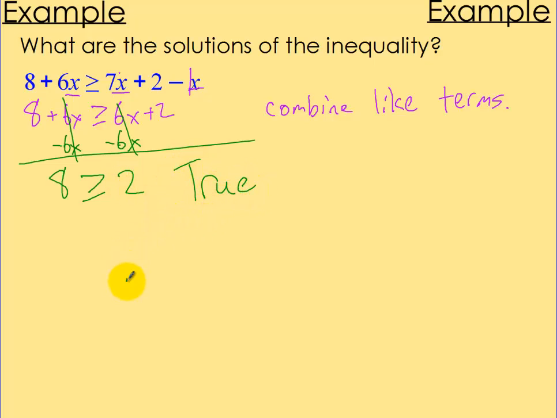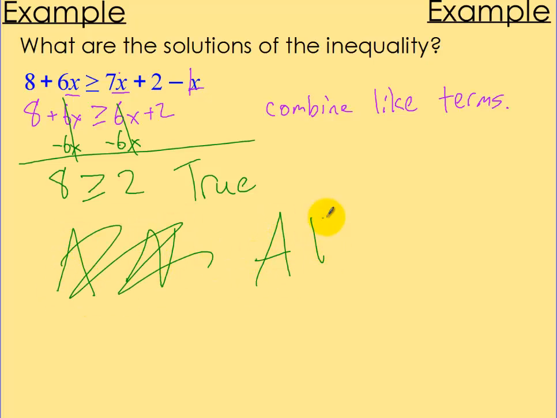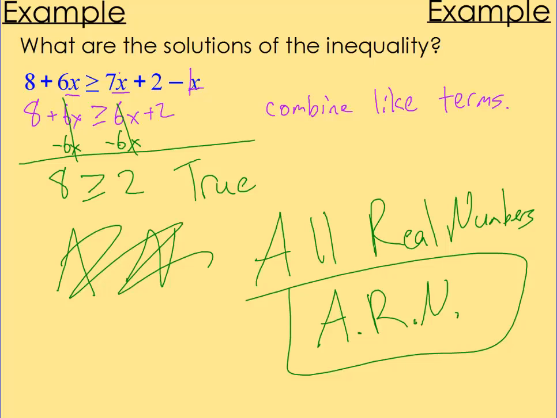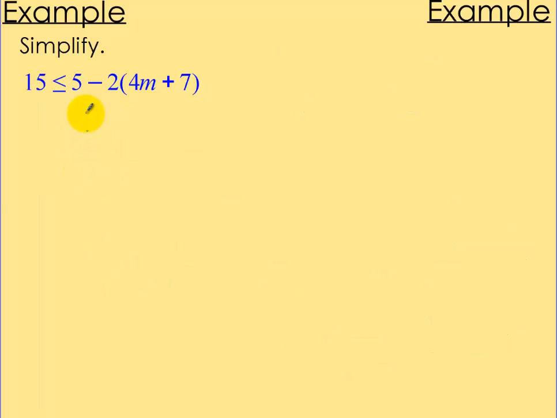So then we say the solution for x is all real numbers. And we can abbreviate that as ARN. So that's your solution. All real numbers. Try the next one. Pause the video.